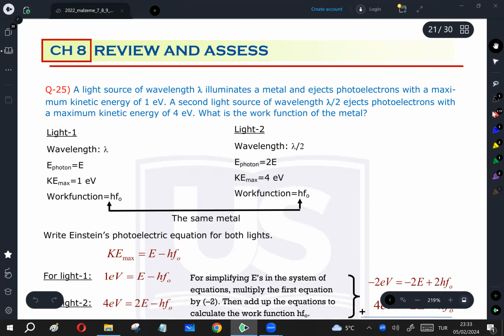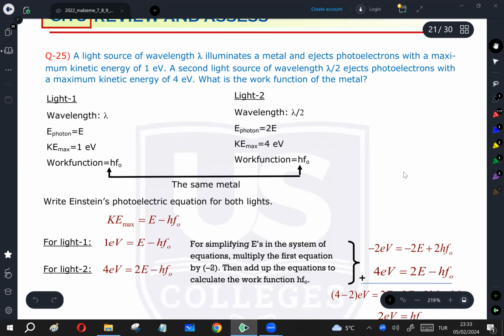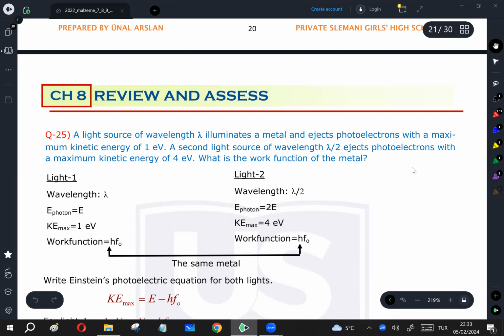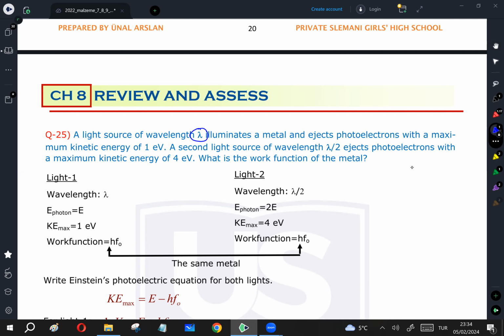Question number 25, chapter 2 question, chapter 8. A light source of wavelength lambda illuminates a metal and ejects photoelectrons with a maximum kinetic energy of 1 electron volt. This is a light whose wavelength is lambda. A second light source, wavelength lambda over 2, ejects photoelectrons with a maximum kinetic energy of 4 electron volt.